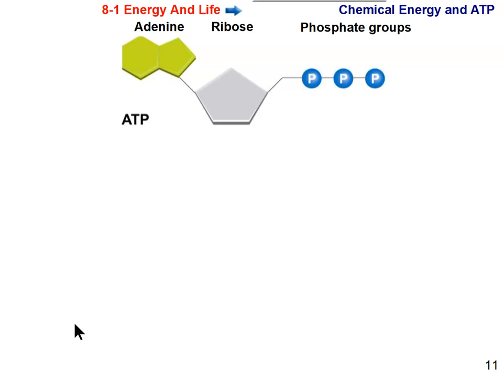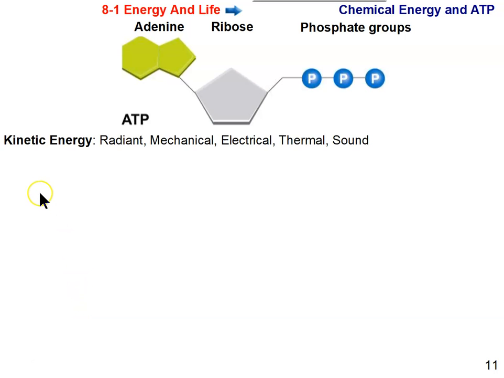So how's energy handled within the cell? Once we have the energy captured by either photosynthesis or chemosynthesis, then where does it go? Well, first of all, let's take a look at the different kinds of energy that there is. And we can divide it into two categories: kinetic energy, and hopefully you recognize that from previous science classes as the energy of motion. Kinetic energy is the energy of motion. Radiant energy is considered kinetic. Mechanical energy, of course, mechanical, that kind of gives you the idea that something's moving, right? So that's kinetic. Electrical is the movement of electrons.